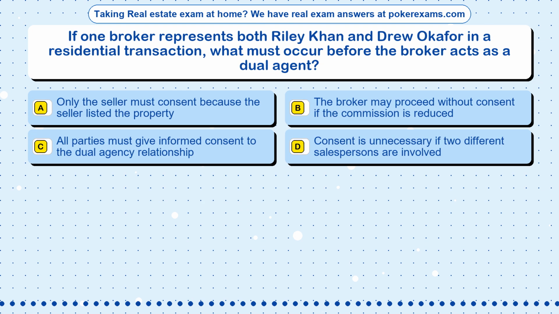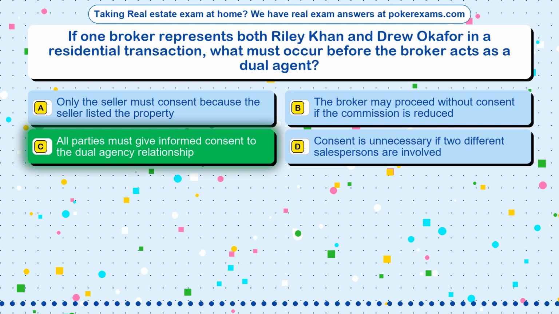Question 15. If one broker represents both Riley Kahn and Drew Okafor in a residential transaction, what must occur before the broker acts as a dual agent? Option A. Only the seller must consent because the seller listed the property. Option B. The broker may proceed without consent if the commission is reduced. Option C. All parties must give informed consent to the dual agency relationship. Option D. Consent is unnecessary if two different salespersons are involved.